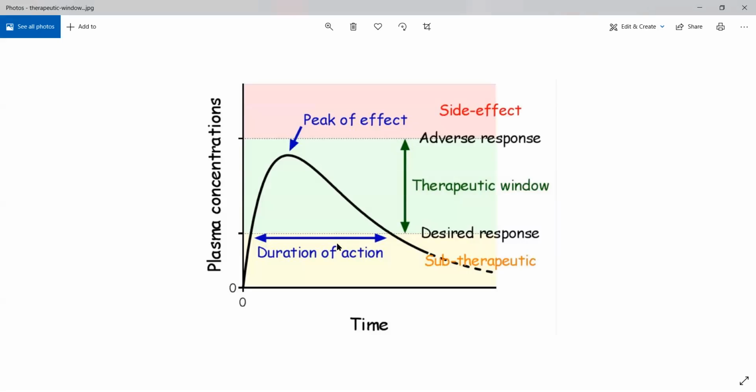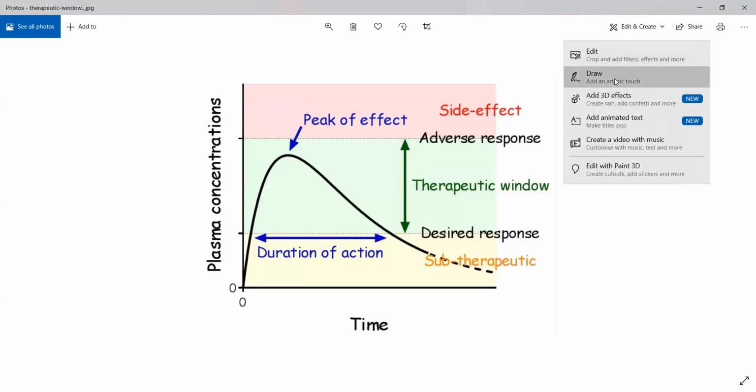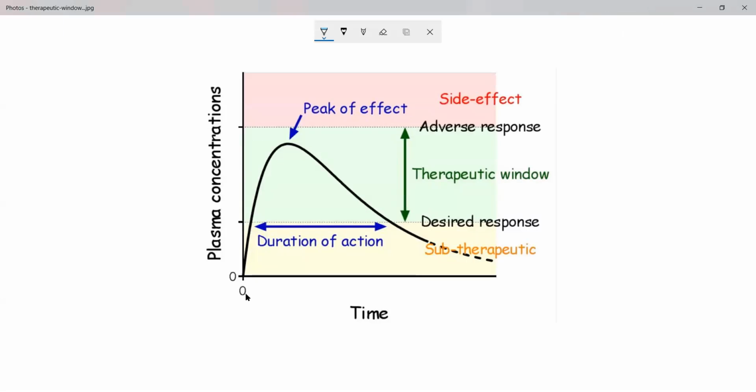For example, if I chart plasma concentration and time over the y-axis and x-axis, and I see the response of a drug, what is happening? Now look here, you are giving the drug here at the 0th hour.